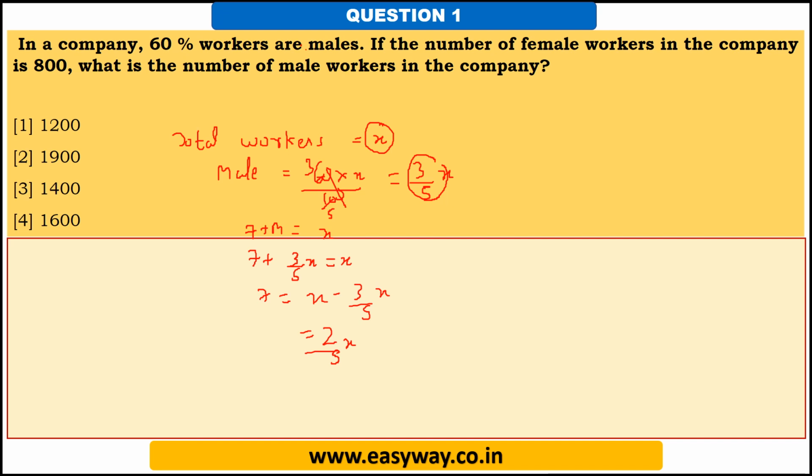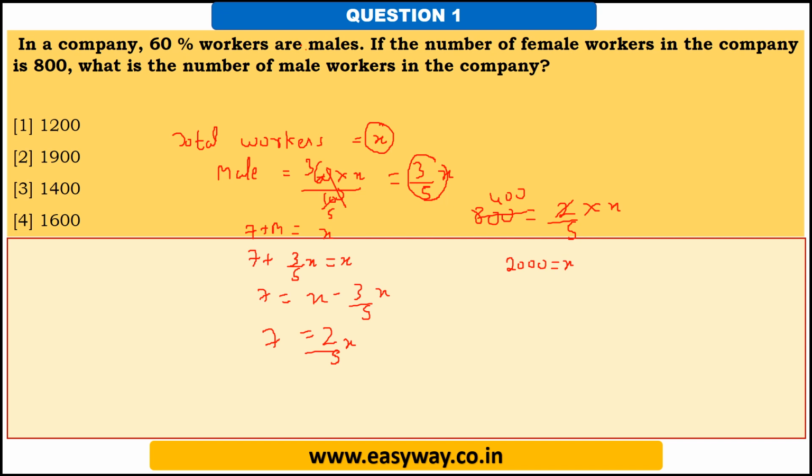So now the number of females is 800. So F we are getting was 2 by 5x. But F is 800. So 800 is equal to 2 by 5x. So this will be 1s, 4s, and 4 into 5 will be 20. So the answer will be 2000.